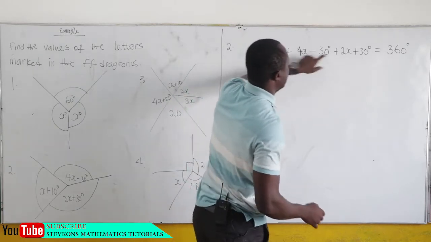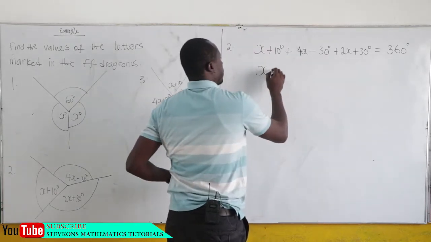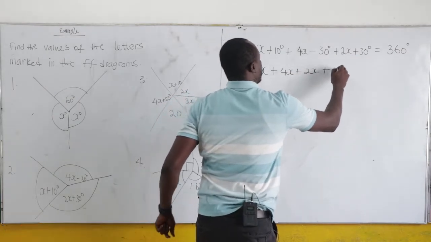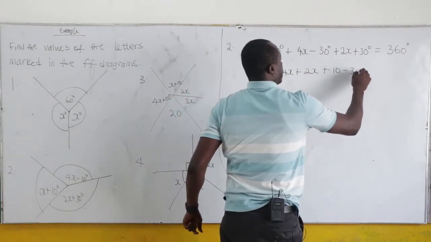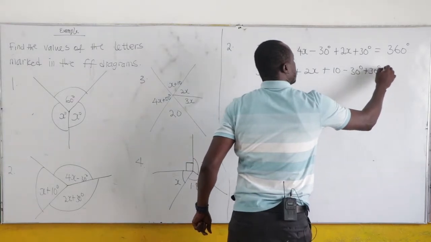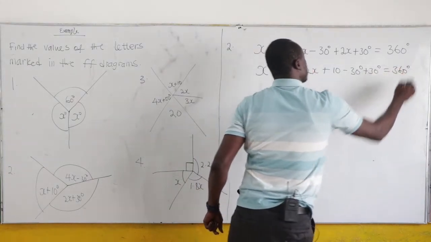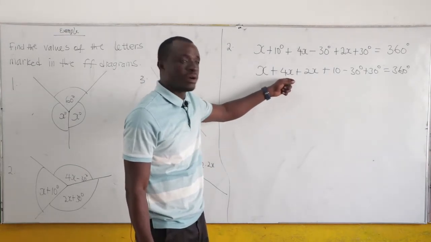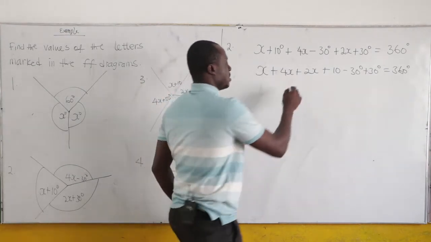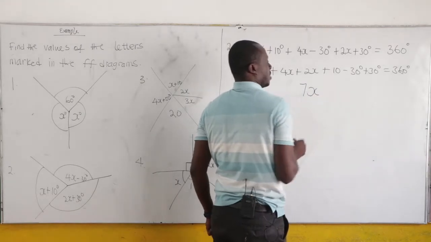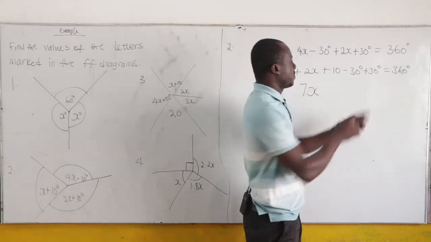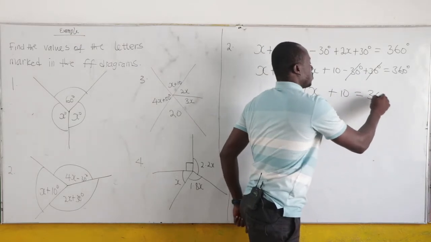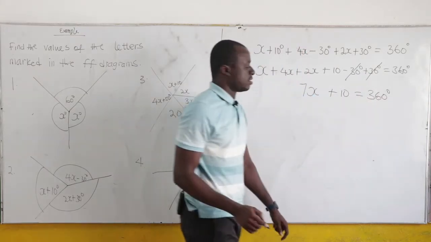Now let's group the terms. We have x, 4x, 2x. So we have x plus 4x plus 2x. We have plus 10 minus 30 degrees plus 30 degrees equal to 360 degrees. Now let's see, x plus 4x, that is 5x plus 2x. This will give us 7x. Now negative 30 and positive 30 will cancel out. So plus 10 equal to 360 degrees.